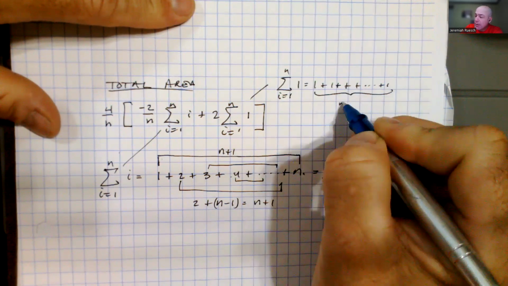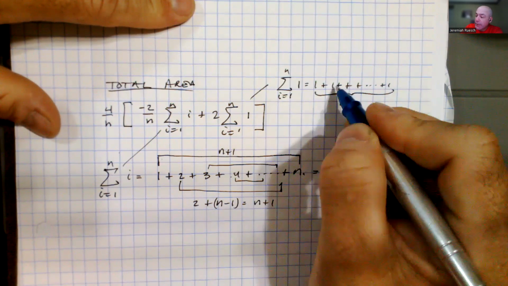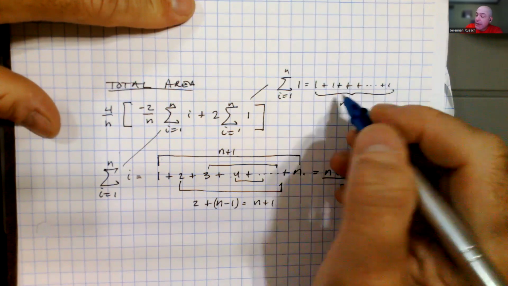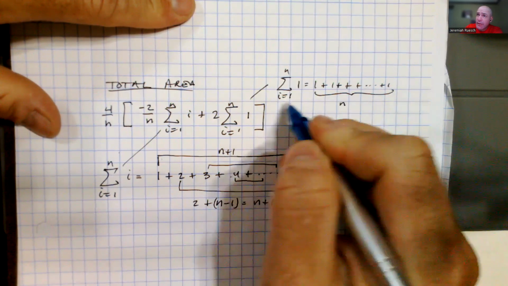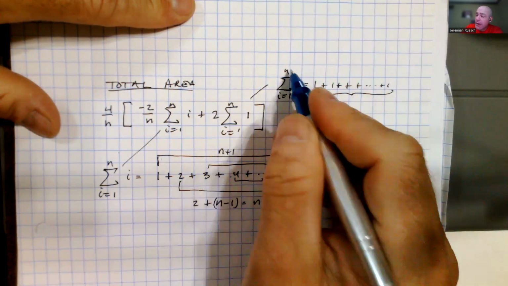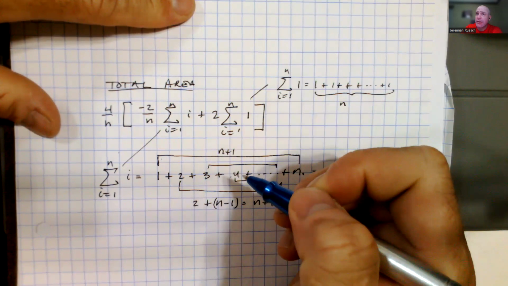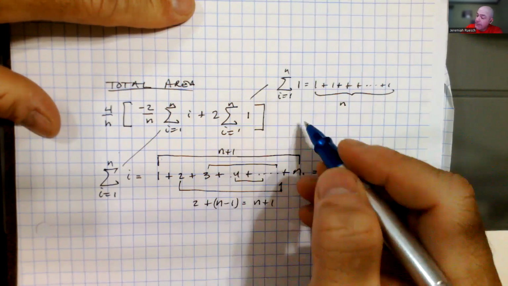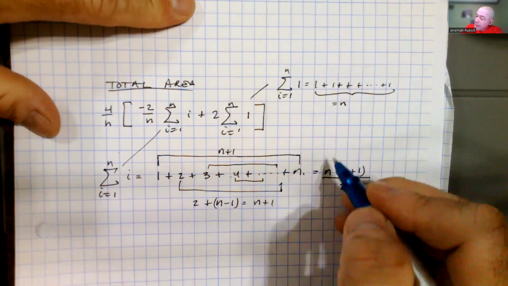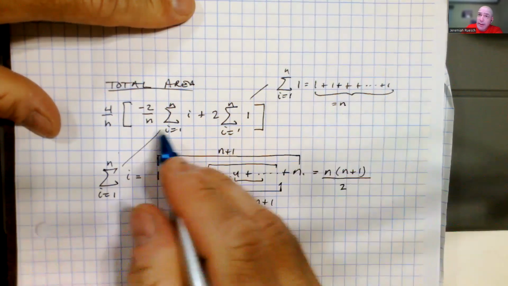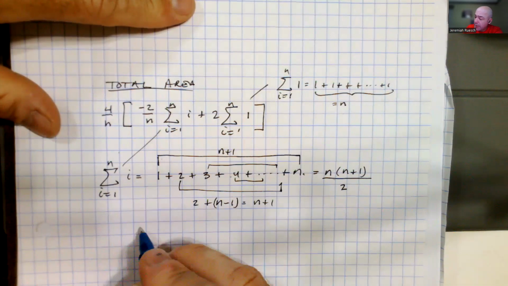You have n ones. This is 1 plus 1 plus 1 plus 1 plus 1. We have n ones, okay? And so the result is this sum is just going to be however many n's you have computed. So utilizing this and this, using these two, we can rewrite this total area part.